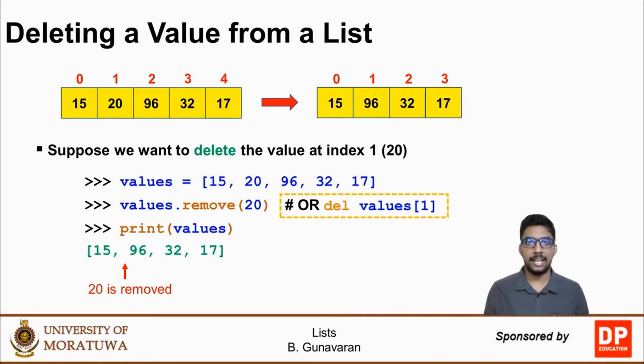If we take a step back and have a closer look at the remove function, we should know the value at a particular index to use the remove function. For example, here, we should know that the value at index 1 is 20 to use the remove function. However, there can be situations where we do not know or do not want to know the value at a particular index. In such situations, we can use another function called delete. When you call delete values[1], it will delete the value at index 1 of the values list.